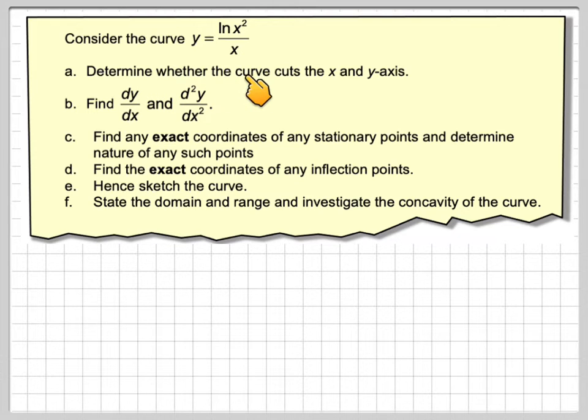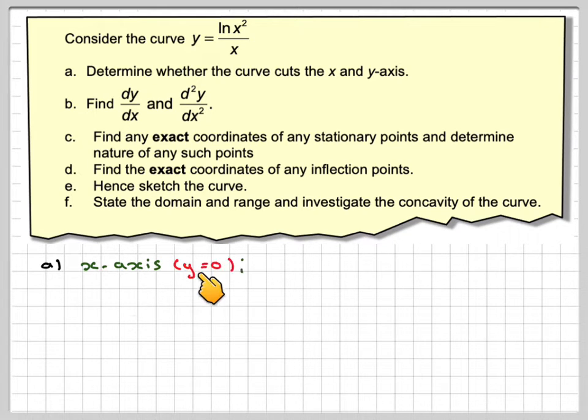We're going to determine whether the curve cuts the x and y axis, find the first derivative and the second derivative, find the exact coordinates of any stationary points and determine the nature of such points, and find the exact coordinates of any inflection points, hence sketch the curve, state the domain and range, and investigate the concavity of the curve. At the end we'll have some GeoGebra app, and the link to that will be put in the notes of this video.